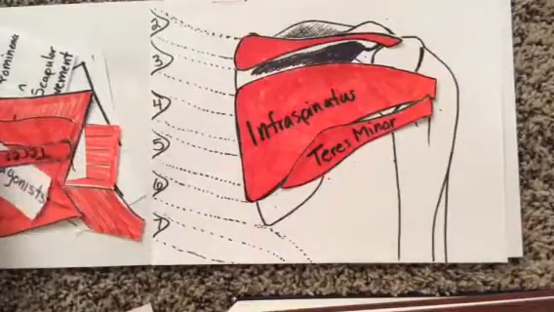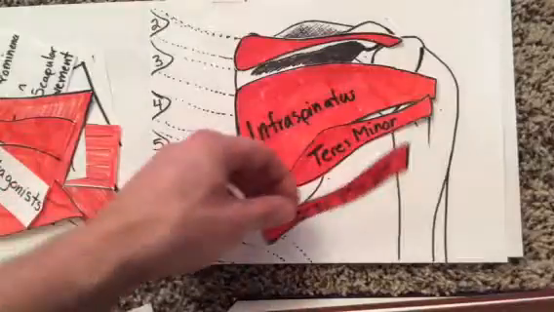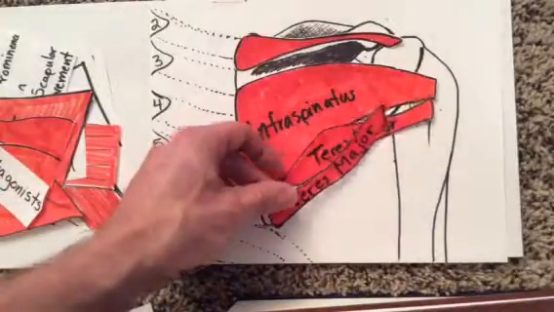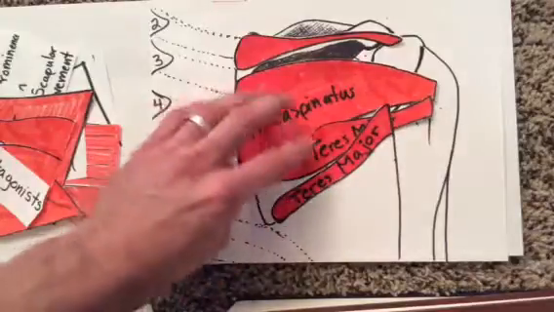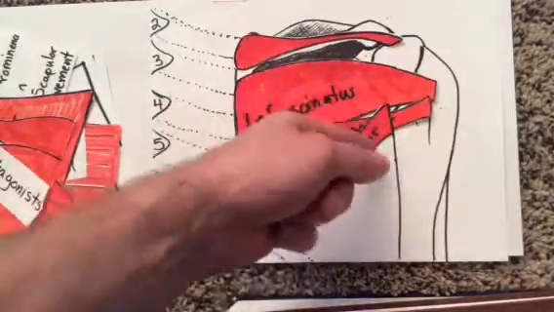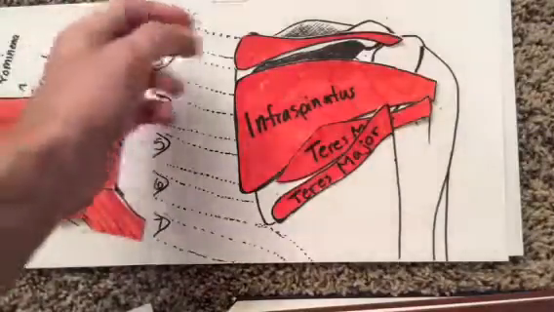And then we'll come over here to teres major. Since there's a major, there's usually a minor. Or a minor, there's a major. Now, you can't really see the insertion for teres major. Major meaning longer or bigger. It actually goes and wraps around the other side of the humerus and inserts onto the intertubercular groove.